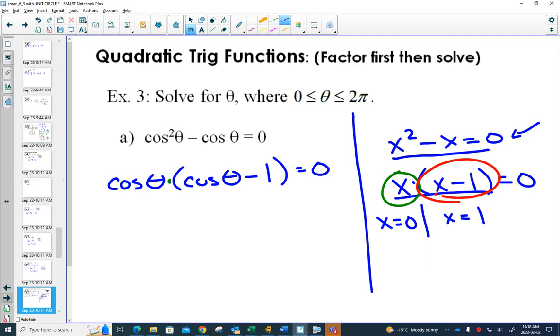I have two things multiplied to equal 0. Either the first one is 0, in which case cos of theta would be 0, or the second one is 0, in which case cos of theta would have to be positive 1 for that second set of brackets to equal 0. We haven't solved for theta yet, but now, hey, this is our axis family. When is your x coordinate 0?